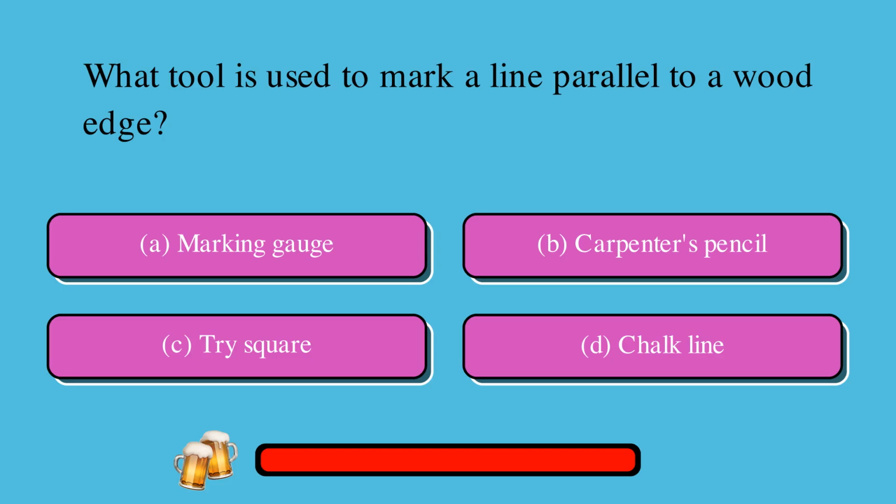Which tool is used to mark a line parallel to a wood edge? Is it A. a marking gauge, or B. a carpenter's pencil, or C. a tri-square, or D. a chalk line? The correct answer is A. Marking gauge.